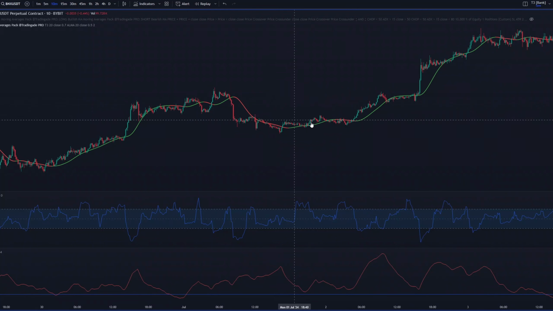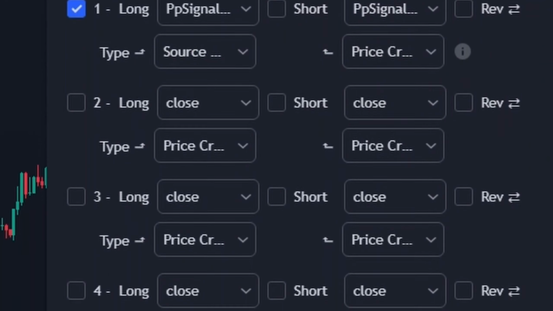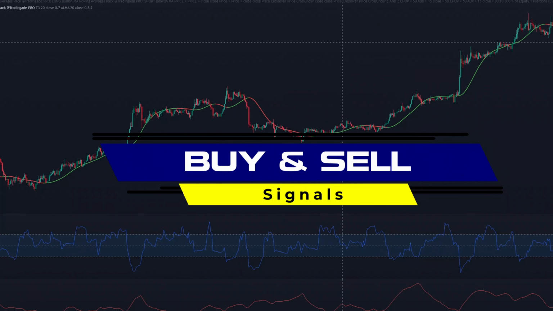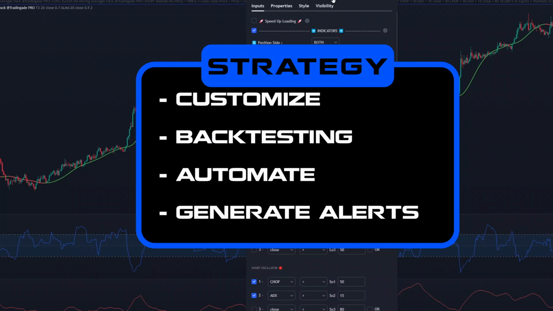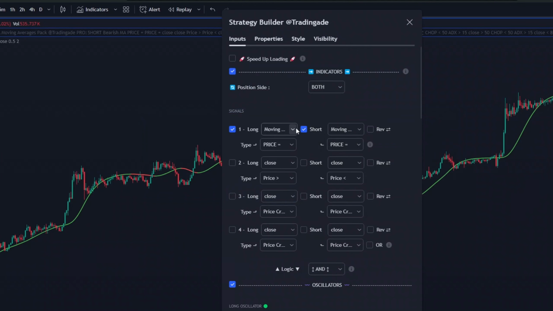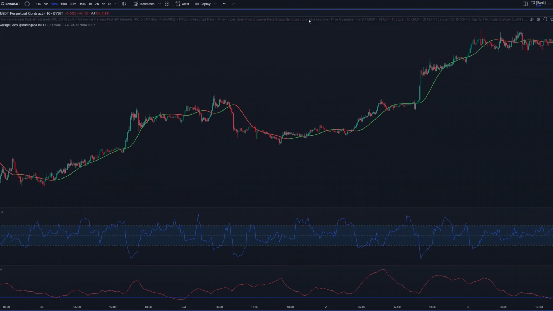Now that we master all the rules of the strategy, let's build the strategy together using our strategy builder, a powerful tool that allows us to combine any indicator available on TradingView and generate buy and sell signals. We can customize any strategy as much as we want, we can backtest, automate strategies, generate alerts, and do all this cool stuff with just 2 clicks. Let's start by configuring the main entry signal.